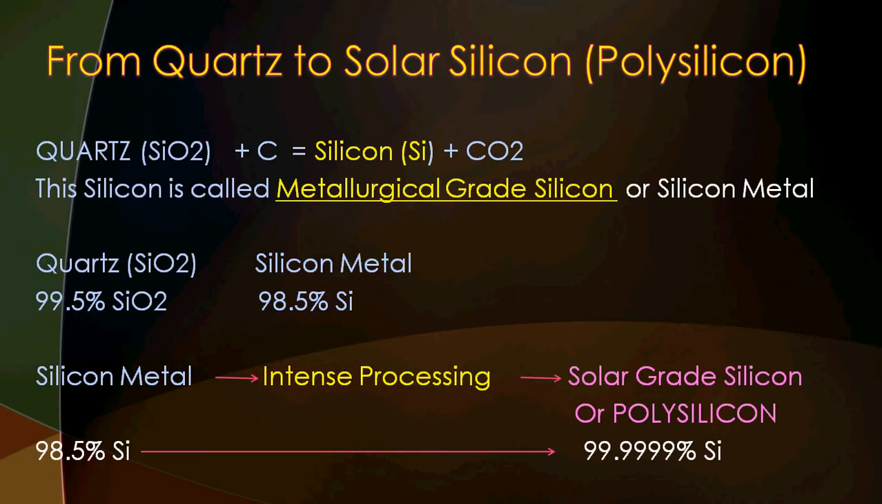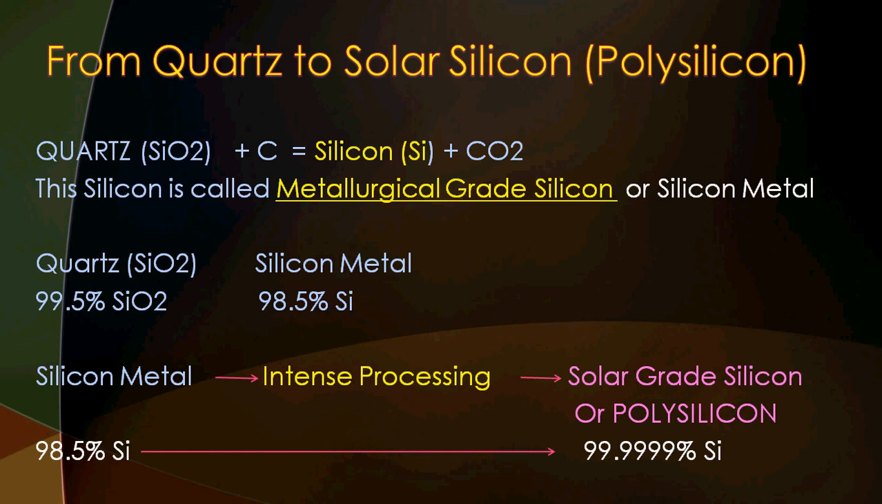Let's see how this process goes, one by one, from quartz to solar silicon. Quartz, SiO2, plus a source of carbon, these two things are mixed and heated at very high temperature in a vertical kiln, and this temperature is around 2800 degrees centigrade. This reaction produces silicon metal in the form of liquid and carbon dioxide in the form of a gas. The gas escapes from the system, and it can be accumulated as well. The silicon which accumulates at the bottom is cooled down and crystallized, and it forms the silicon metal or metallurgical grade silicon.